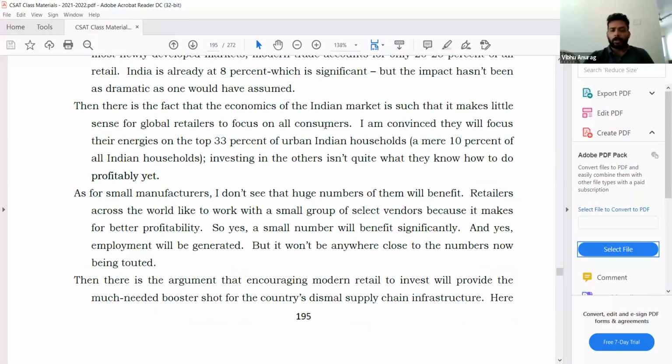As for small manufacturers, I don't see that huge numbers of them will benefit. So what the author is doing is, one by one, he's taking all the points made by the government, and he's arguing and refuting them.